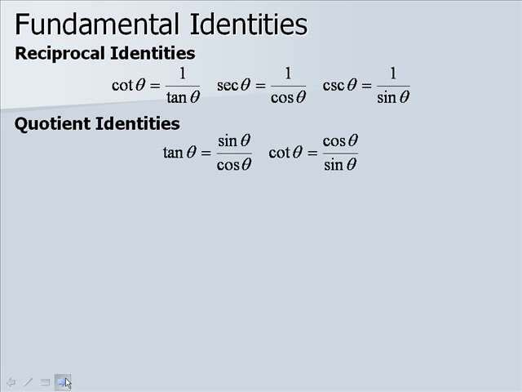We have the quotient identities, which state that tangent is sine over cosine, and cotangent is the reciprocal, cosine over sine.